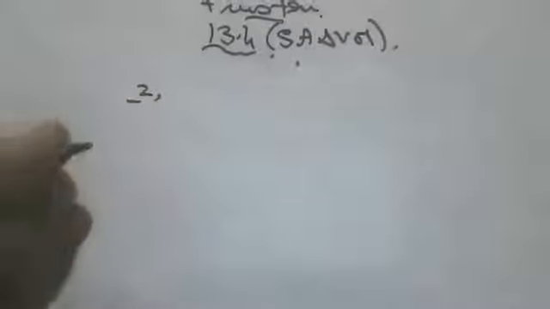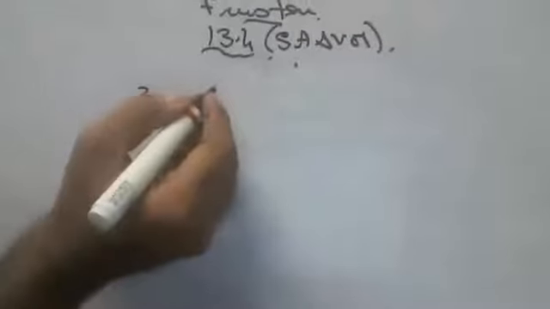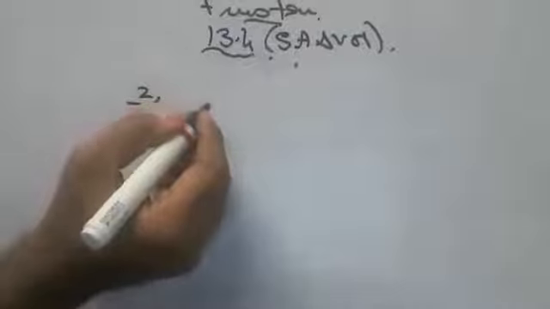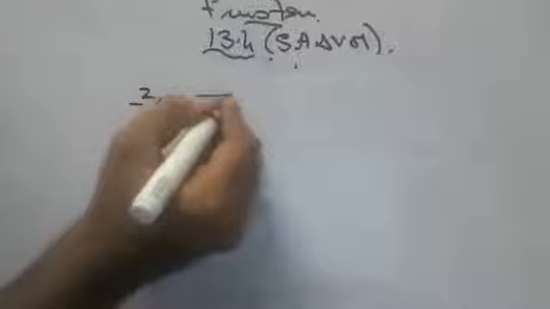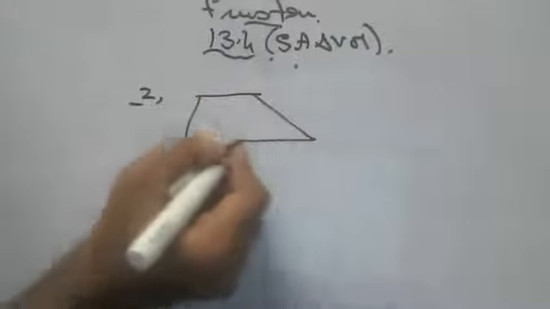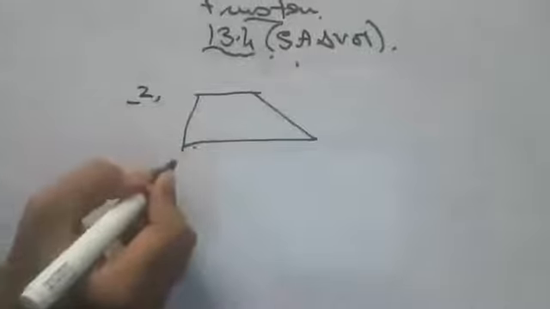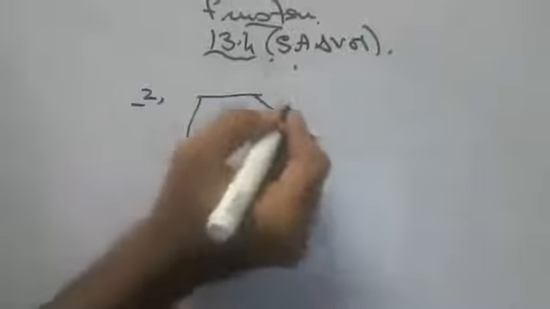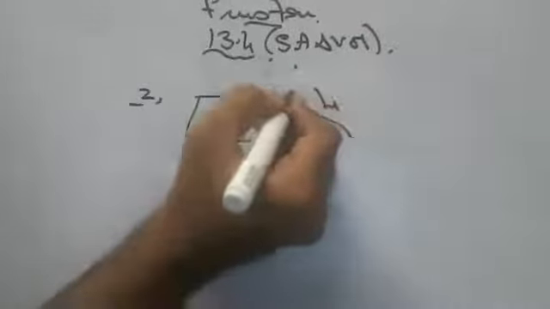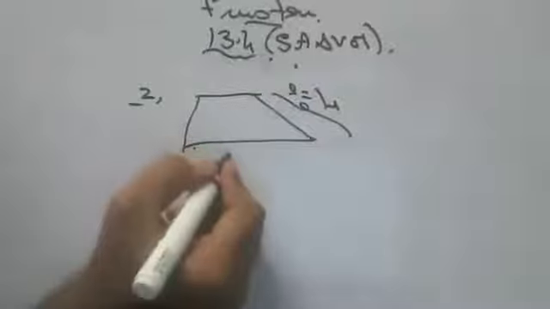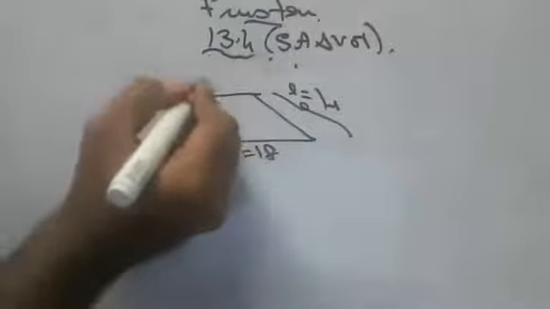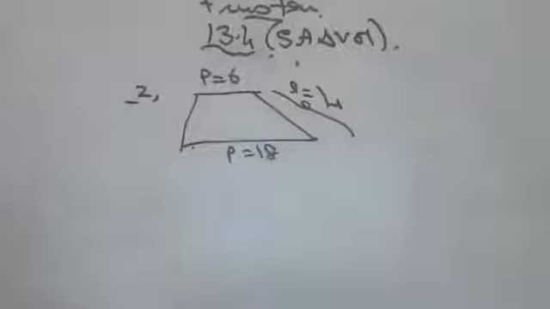Second sum. The slant height of a frustum is 4 centimeters and the perimeters of its circular ends are 18 and 6 centimeters. Here they have given the slant height is 4, L is equal to 4. And the perimeters of the top and bottom are 18 and 6 centimeters.